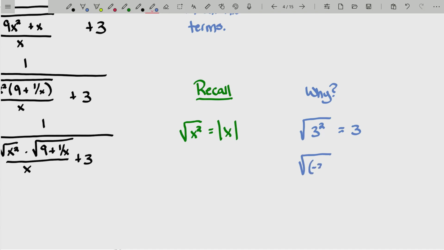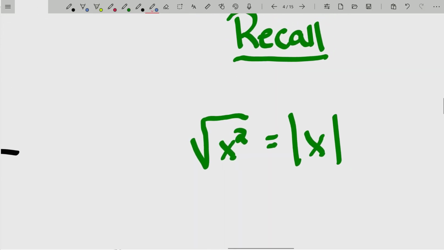But if I traded that out and said it was a negative 3 being squared, well, again, that's a square root of 9. Square root of 9 is 3. Notice what happened when your argument was negative. It forced it to be a positive 3. The square root will always return a positive number. And so you have to be very careful when you're dealing with even roots.